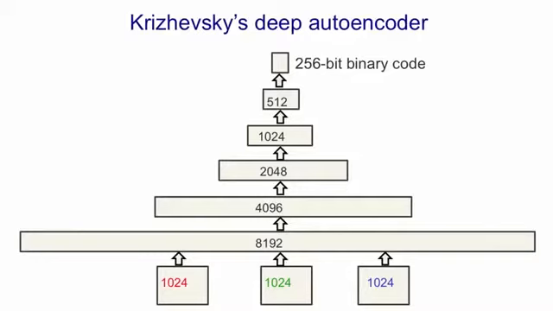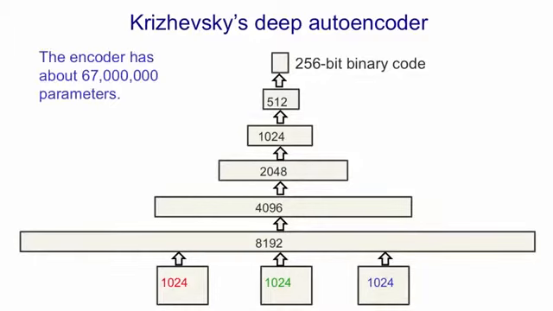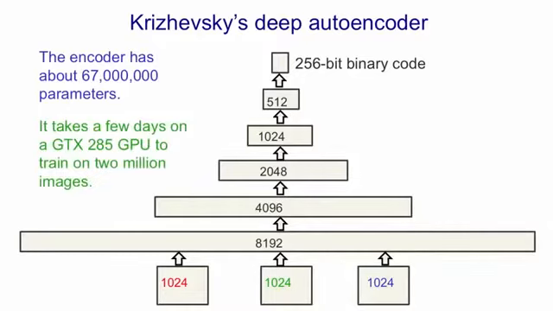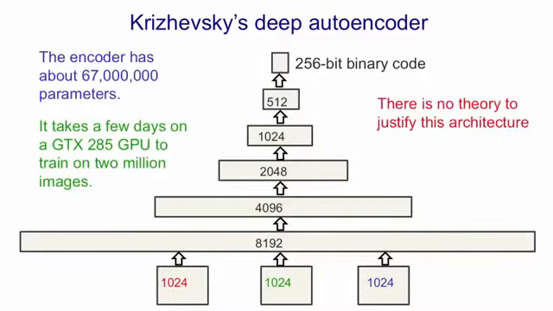So there's 3,000 inputs. It then expands that to a larger number of hidden units, because we're going from real valued inputs to logistic hidden units, which probably have less capacity. We then progressively decrease the number of units in each layer until we get down to 256 bits. This encoder has about 67 million parameters. It's quite big. It takes a few days to train it on an NVIDIA GPU, and Alex trained it on 2 million images. There's absolutely no theory to justify the architecture he used.